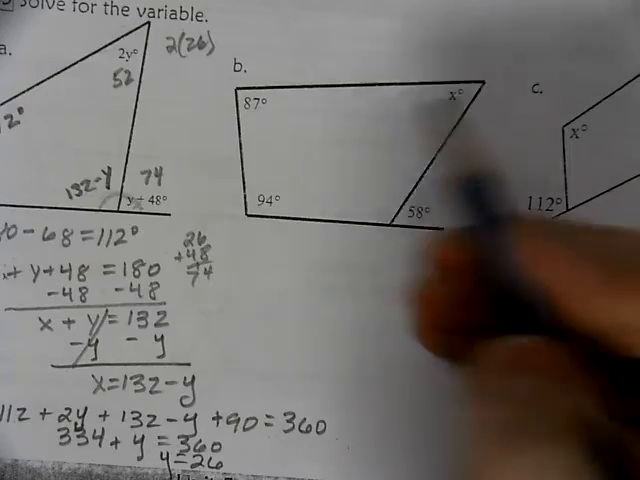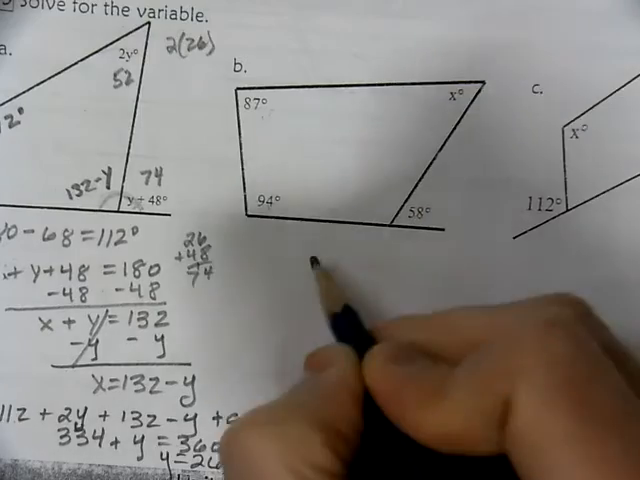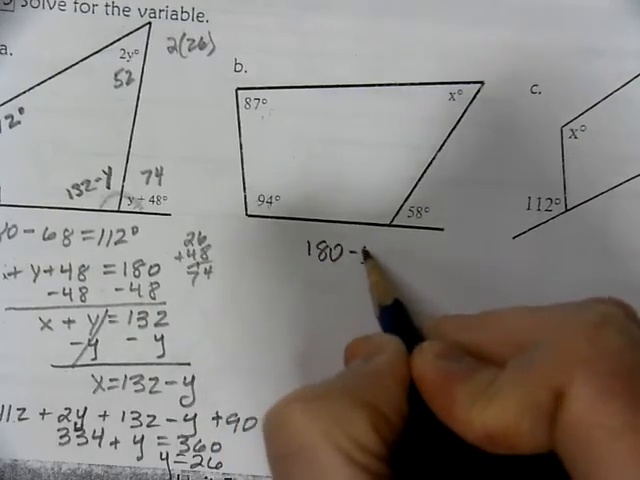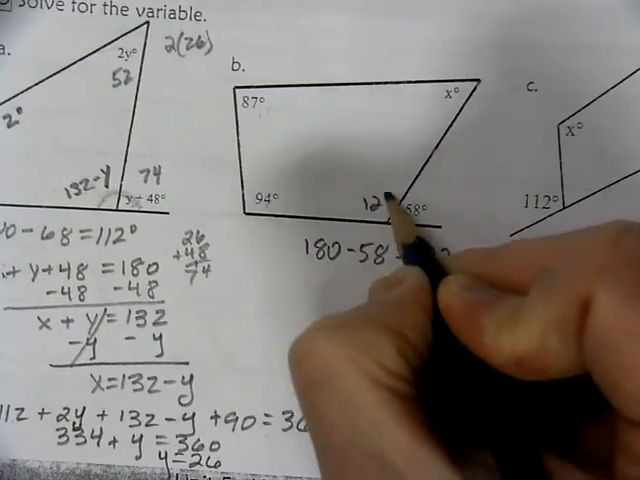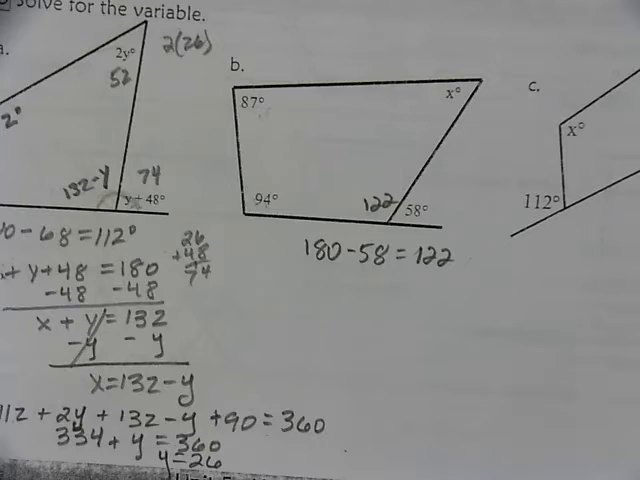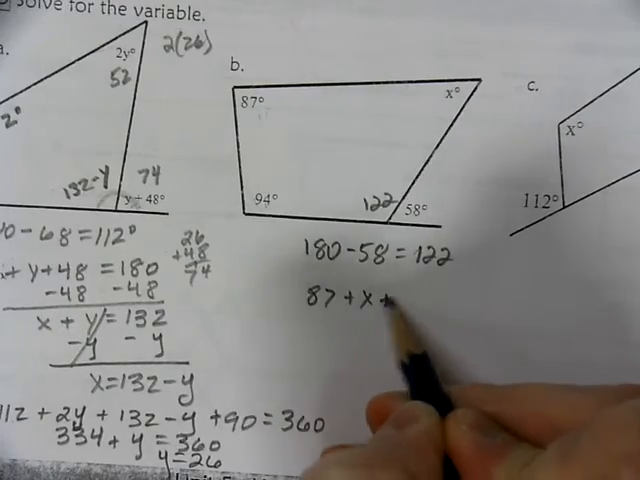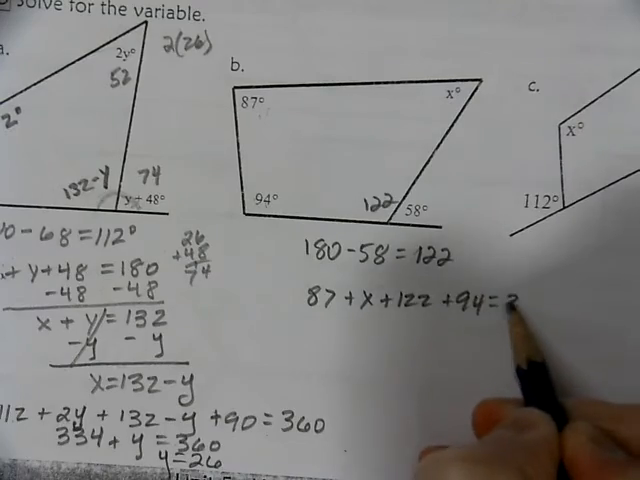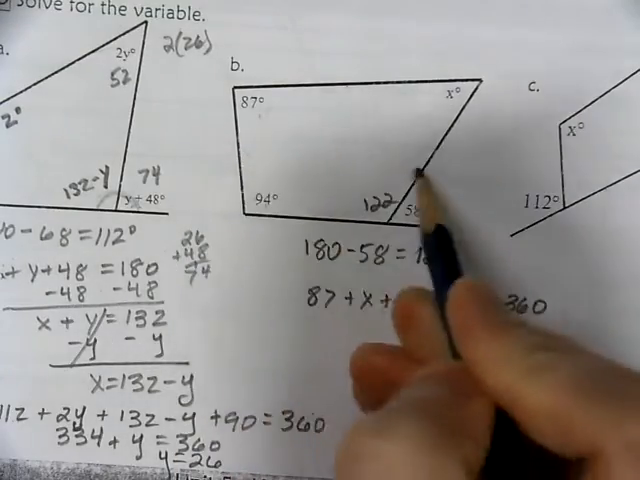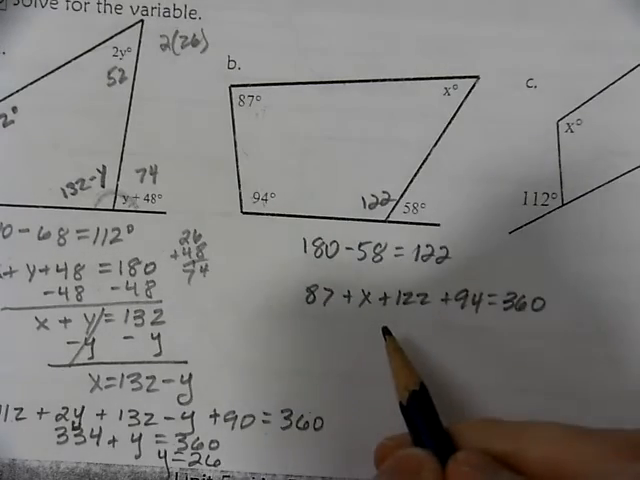The second one is a little bit easier though, because we know what the interior angles are for those. This is 58, so we're going to subtract it from 180 and get 122. So there's our 122. From there, we know that the 87 and the x and the 122 and the 94, that all adds up to 360 because it's a quadrilateral again, four sides. Four sides always, the interior angles of a quadrilateral will always be 360.